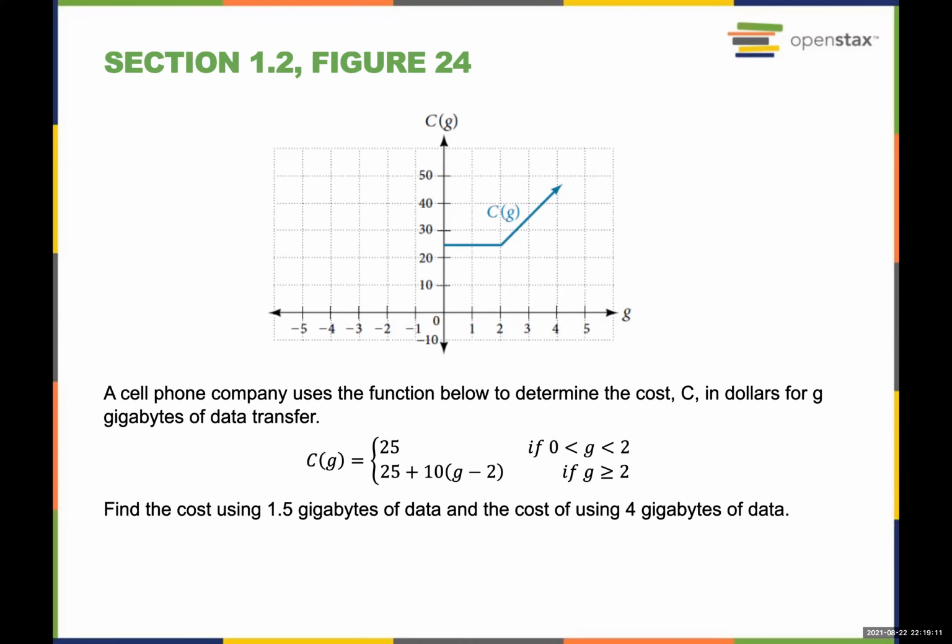Next one, the cell phone company uses the function below to determine the cost, C in dollars, for gigabytes of data transfer. So this is the piecewise defined function. C of g is equal to 25. That is from 0 to 2. Look at this graph here. And then greater than 2 is this line here, 25 plus 10 times g minus 2. And we want to find the cost of using 1.5 gigabytes of data and the cost of using 4 gigabytes of data.